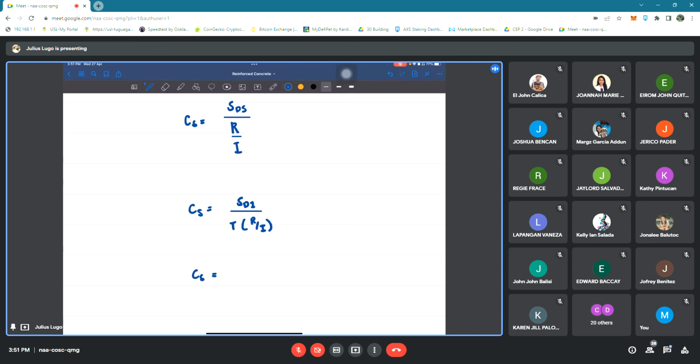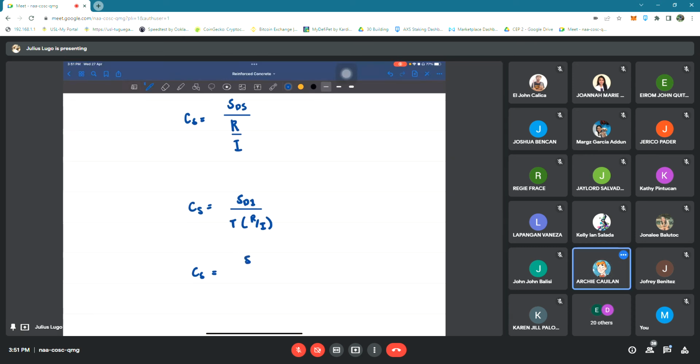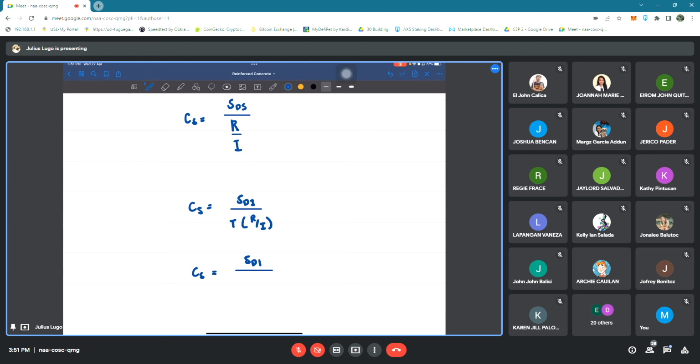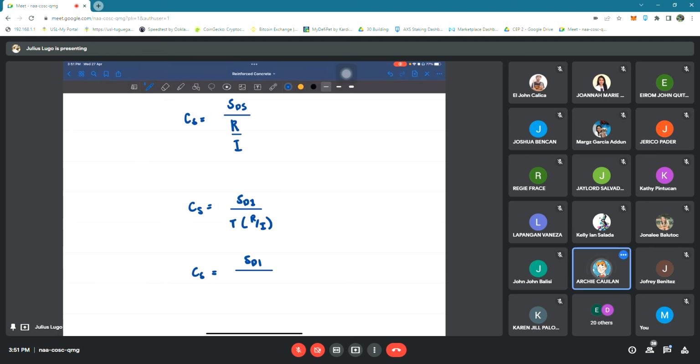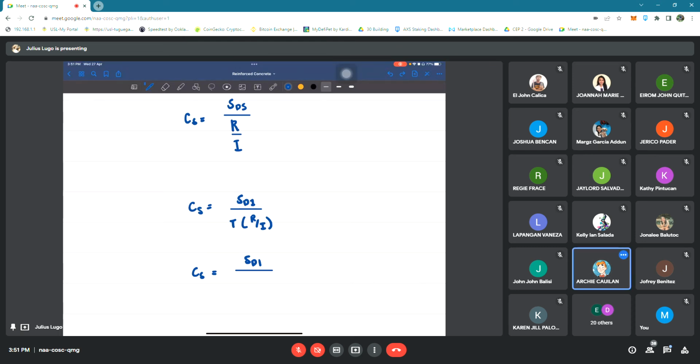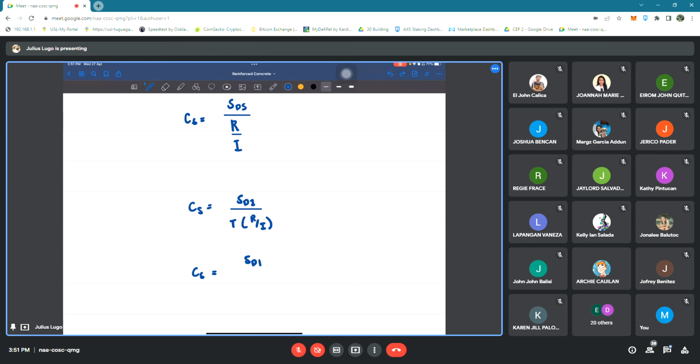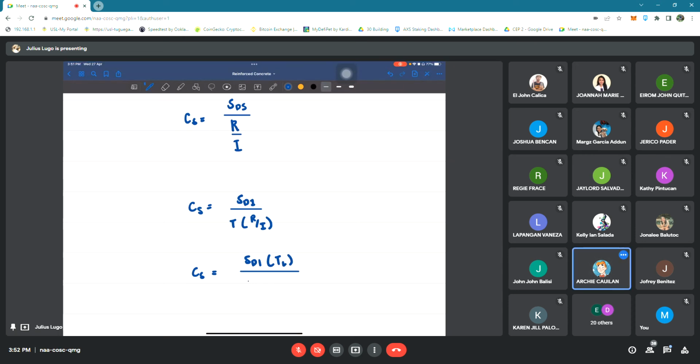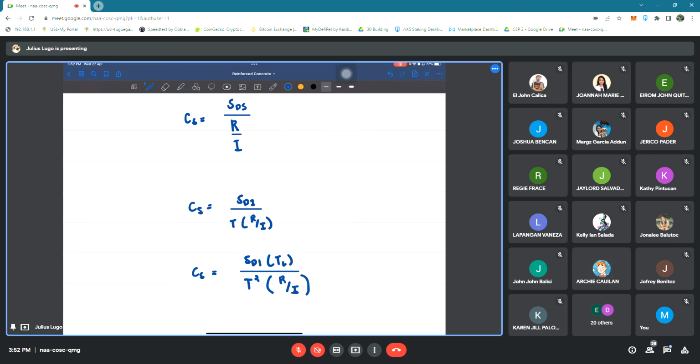What is our formula? Can someone dictate it to me? SD1 times TL over T squared, times R over importance factor. So this is our formula for the CS.